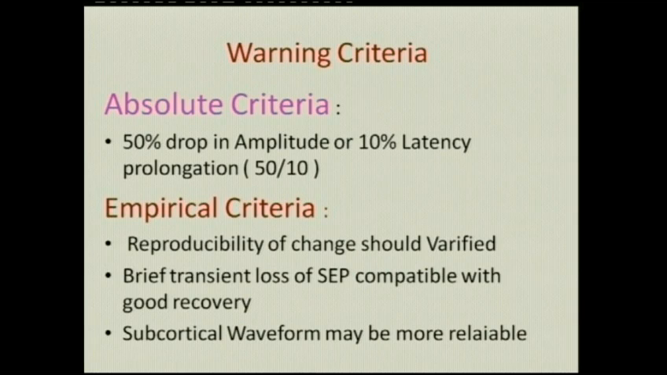For the warning criteria, there is an absolute warning criterion: 50% drop of amplitude and 10% latency prolongation, 50-10. Many centers also use presence and absence of the potentials as a criterion. But there are other empirical criteria: if you have a change in the potential, you should see whether the change is reproducible. If there is a transient loss of SEP, we should not jump to the surgeon and say there is a loss of SEP. Give it some time and see whether it is there. This transient loss gives you a good recovery. But these potentials are more reliable because they are not affected by the anesthetic agents, as I told you before.